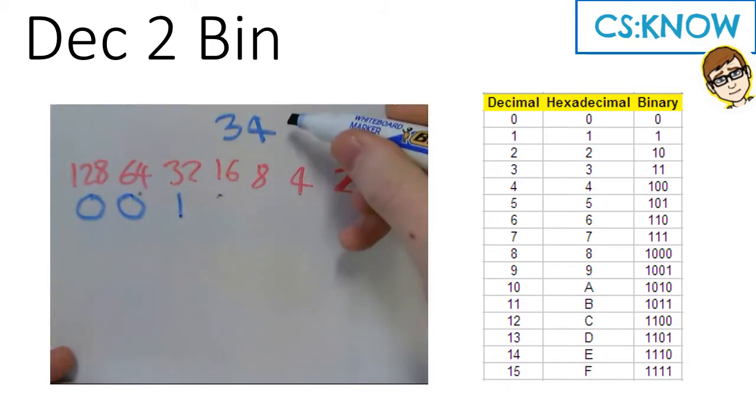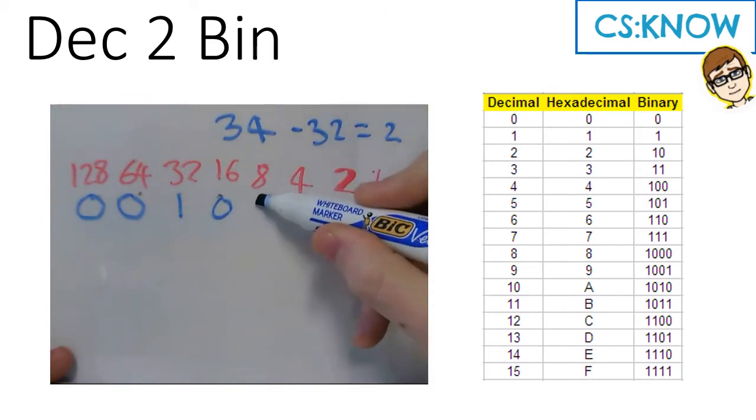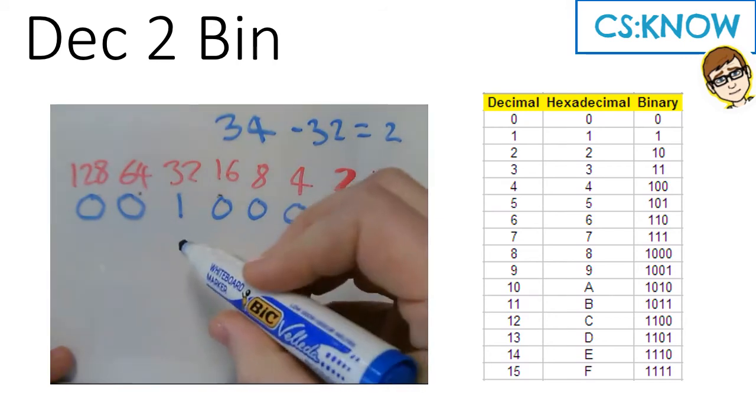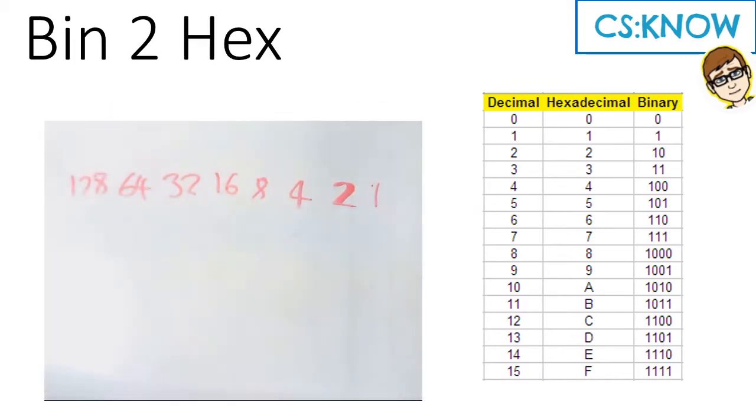128 would be too many, so a 0 would go in the 128 column, a 0 would go in the 64 column, 32, we'll take that. Now we're only 2 away. So if we're only 2 away, 16 is too many, 8 is too many, 4 is too many, 2 we need, and then 1 we don't need anything else. 32 plus 2 would give us 34, and that's how we'd write the answer in the exam.